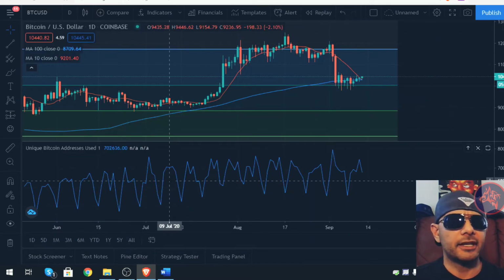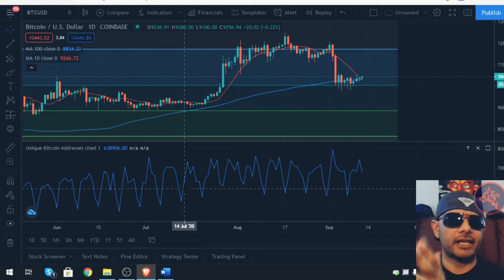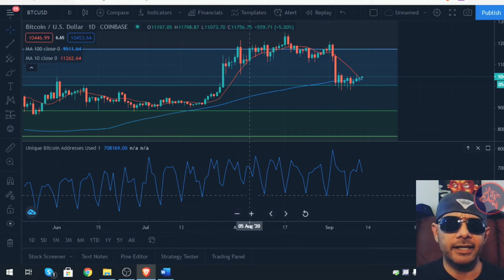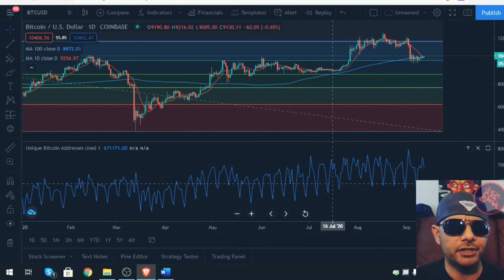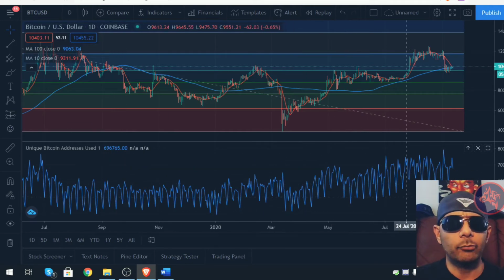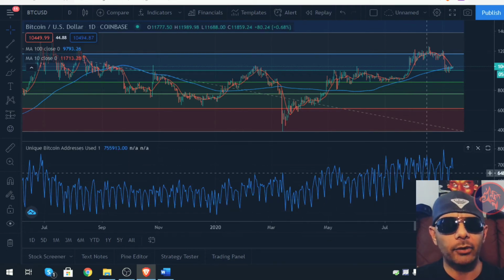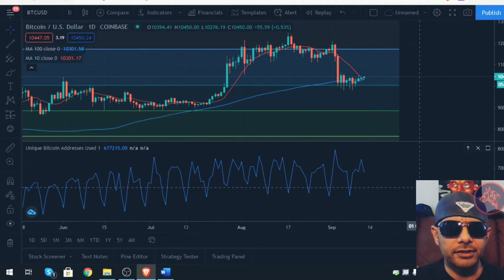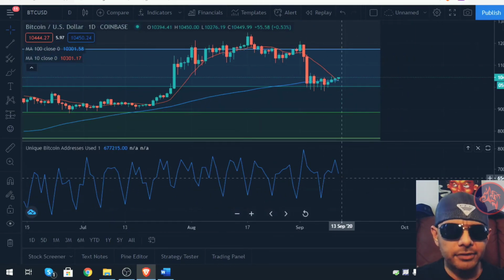I'll pull up fundamentals first. I'll go sentiment, fundamentals, and then my technical analysis, and I'll make my decision off my technical analysis once I have all this information. So you can see, it's all jagged, the unique Bitcoin addresses that are actually being used right now. And right now, as you can see, it jagged up and now it's going back down.